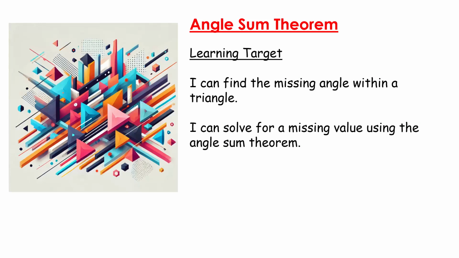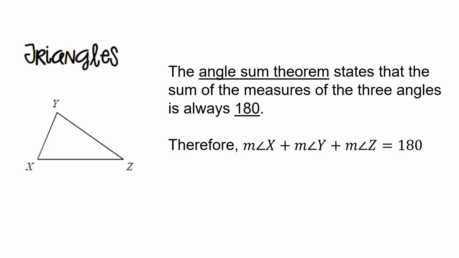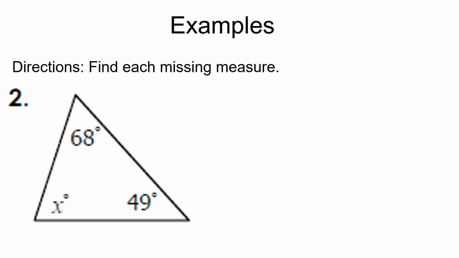Hey guys, today we're going to look at triangles and try to find missing angles within a triangle using the angle sum theorem. Okay, so the first thing we need to know is that triangles have a sum of the measures of the three angles being 180 degrees. So that means that this angle plus this angle plus this angle is always going to add up to 180 degrees. So the measure of angle x plus the measure of angle y plus the measure of angle z will be equal to 180. All right, let's see if we can solve some problems using that theorem.